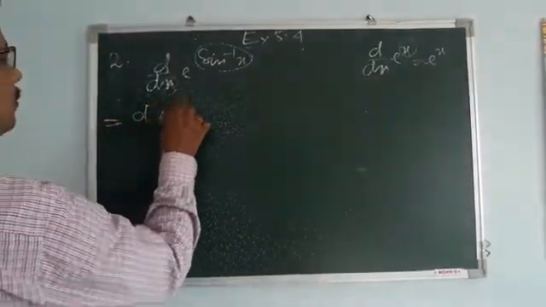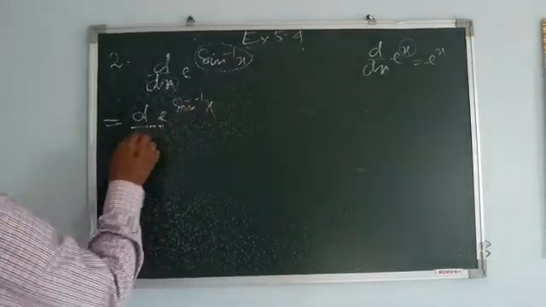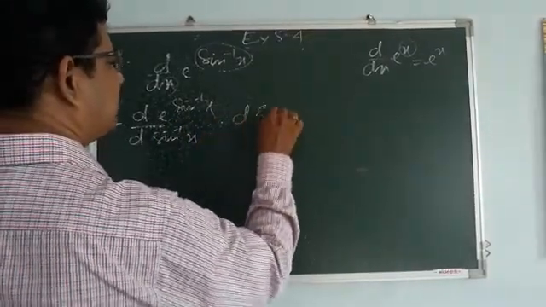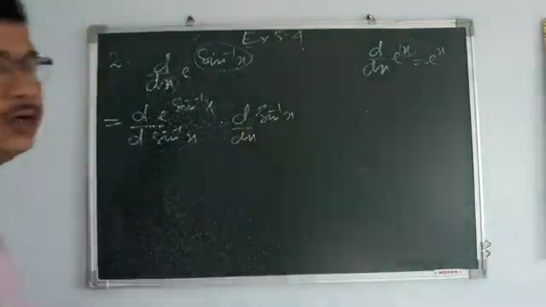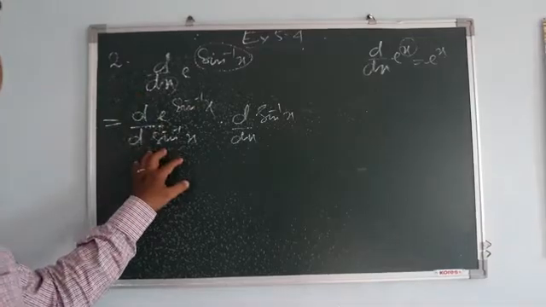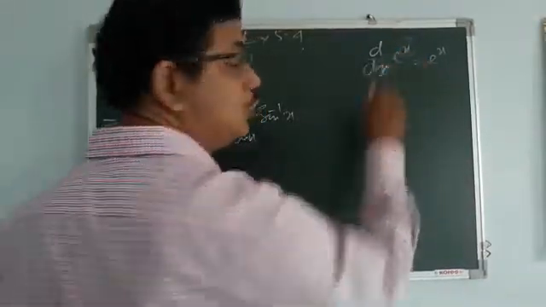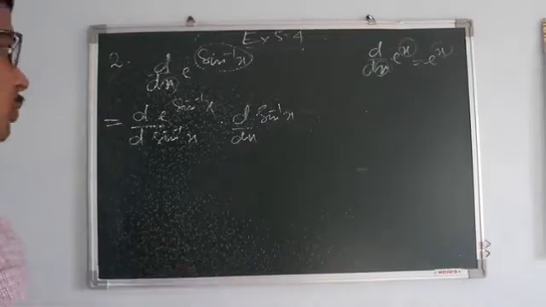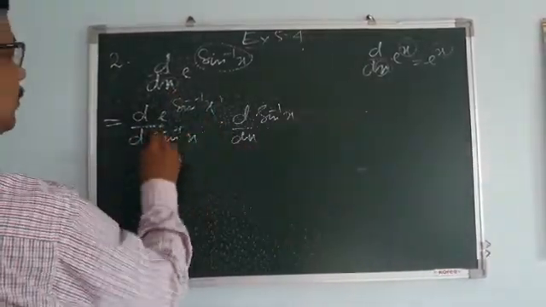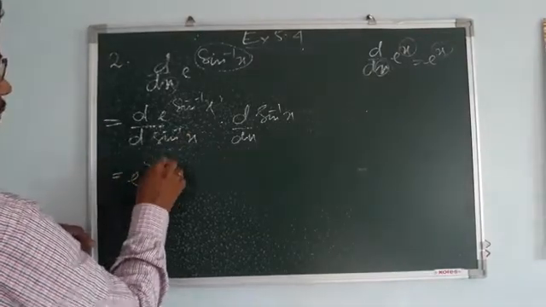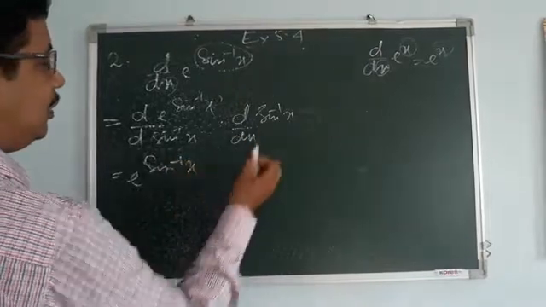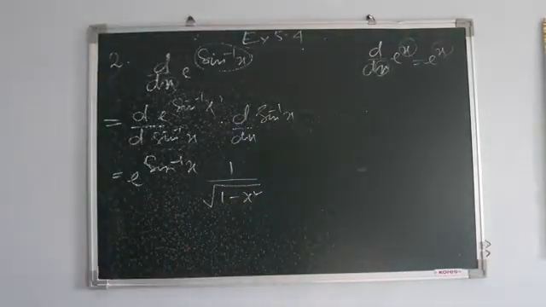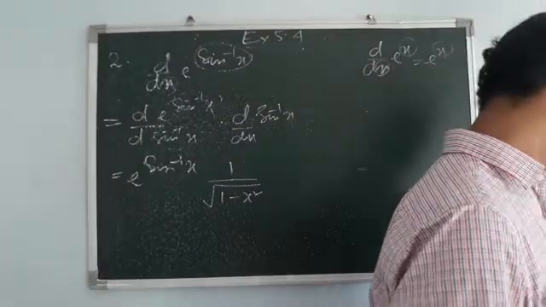So d of e to the power sine inverse x with respect to d sine inverse x, into d of sine inverse x with respect to x. Try to understand this one. I have written d sine inverse x only to make these two the same. Then the answer will come: e to the power x gives e to the power x, so e to the power sine inverse x gives e to the power sine inverse x. Differentiation of sine inverse x is 1 by root over 1 minus x square. So the value of that differentiation is e to the power sine inverse x by root over 1 minus x square.